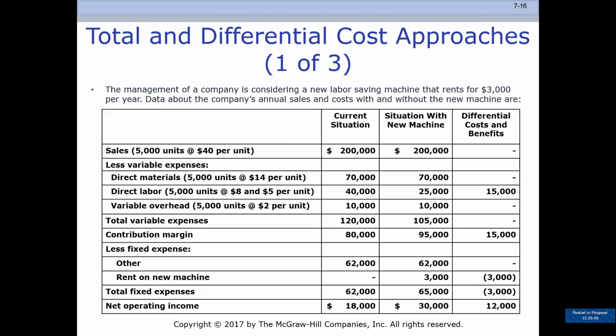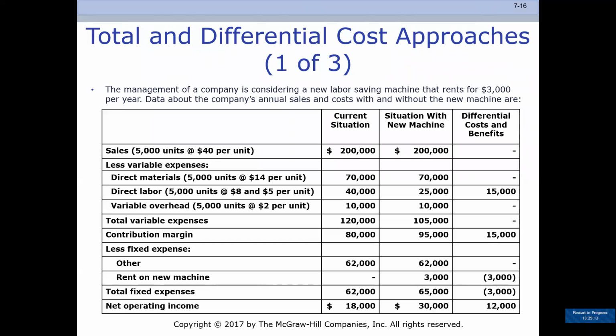And variable overhead, that's going to be the same in both cases. Total variable expenses then would be different, 120 versus 105 because of this 15,000 differential here. And so the contribution margin would be different by 15,000. 80,000 under the current situation would be 15,000 higher if you decided to buy that new machine. And other things, fixed costs would remain the same in this example. The rent on the new machine is 3,000. You would only incur that if you rented the new machine. So it's 0 here and 3,000 there. So the total fixed expenses, a difference of 3,000.